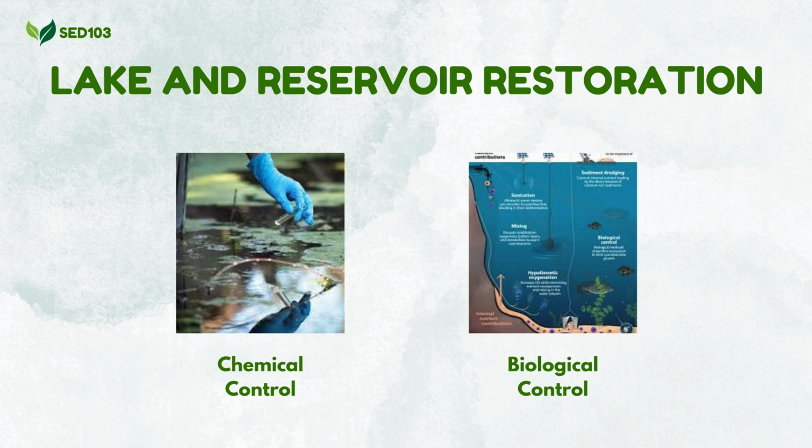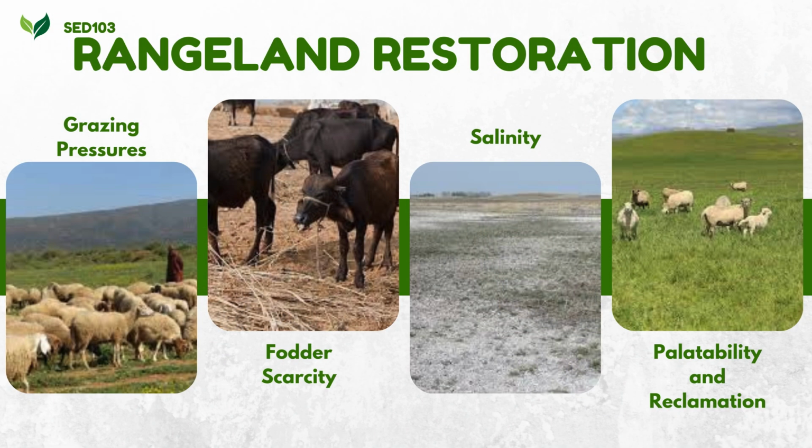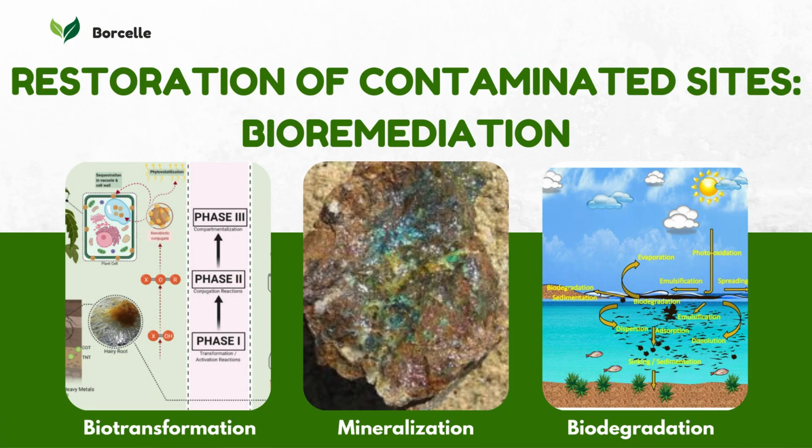and biological control. Next is the rangeland restoration, which reverses the degradation of grasslands and savannas by re-establishing healthy ecosystems. This involves grazing pressures, fodder scarcity, salinity, and palatability, and reclamation. Next is the restoration of contaminated sites. This is an eco-friendly process called bioremediation that uses living organisms to clean up polluted areas. It includes biotransformation, mineralization, and biodegradation.